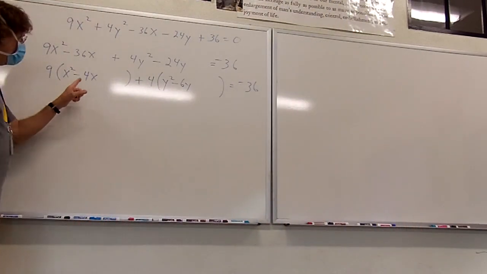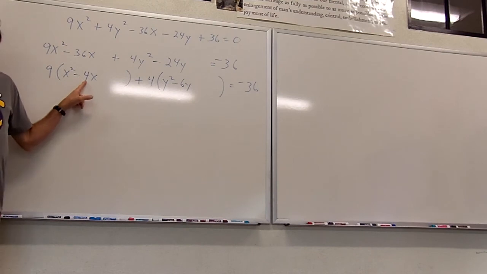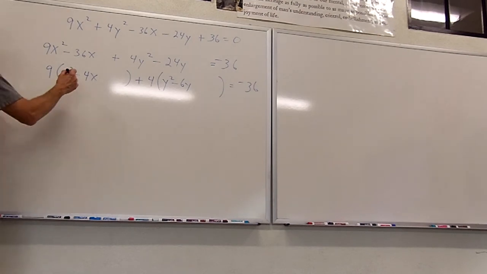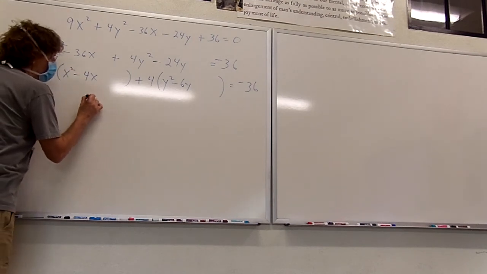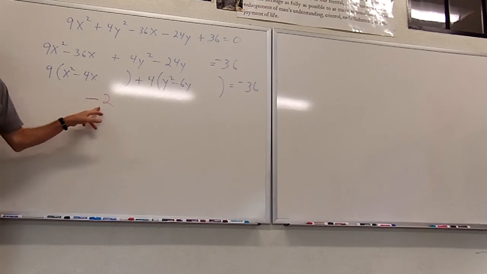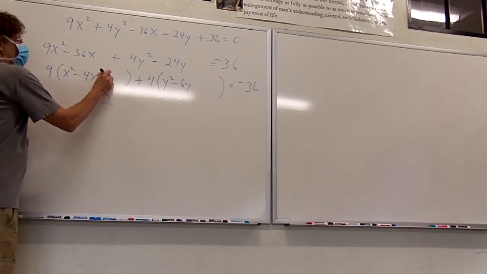But here's what you do. You always take half of that number, -4. You take half of that and you write it right down here. You take half of -4 and you write the -2. Don't skip doing that. You'll know in a few minutes why. Then you square the -2. And when you square -2, you get what? 4. You're going to put a +4 here.